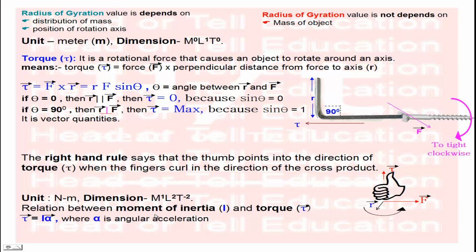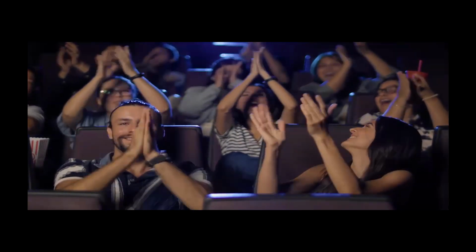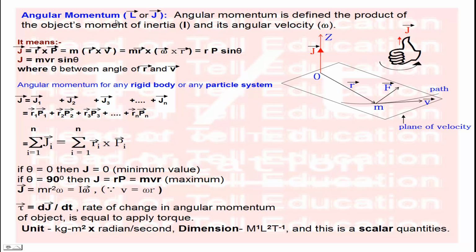The relation between moment of inertia and torque is torque equals I into alpha, where alpha is angular acceleration. Next is angular momentum, represented by L or J. Angular momentum is defined as the product of the object's moment of inertia and its angular velocity omega.